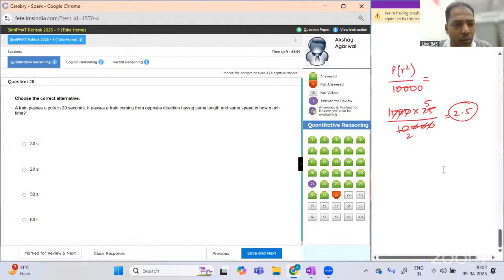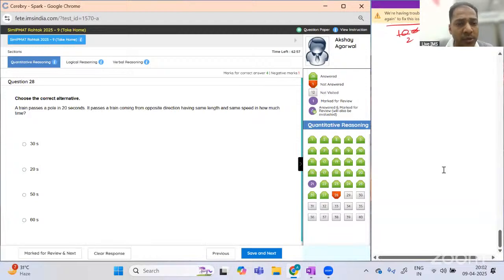A train passes a pole in 20 seconds. How much time does it take to pass a train coming from the opposite direction having the same length and same speed? So basically the relative speed has doubled and the length covered has also doubled. I think the time taken would be the same, 20 seconds.